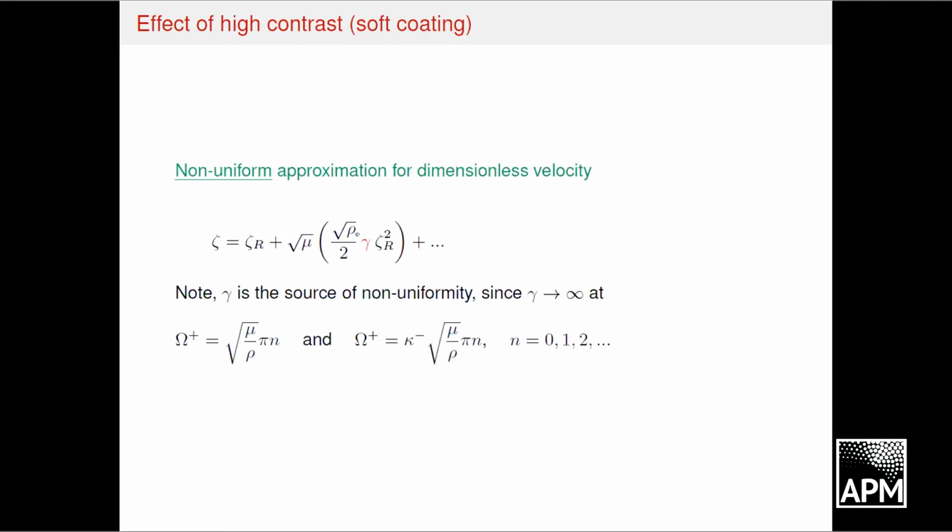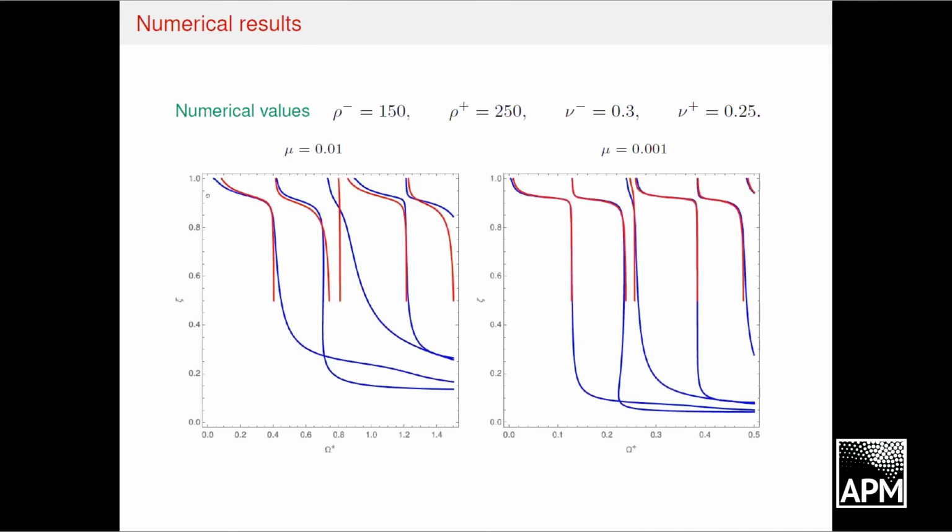But the problem with this correction is that gamma potentially might blow up at these resonant frequencies associated with thickness resonance. So here are some numerical plots showing that certainly if we take higher contrast, then this model shown by red lines, the approximation works quite well. And if the contrast is not that great, then certainly it's still a little bit far away.